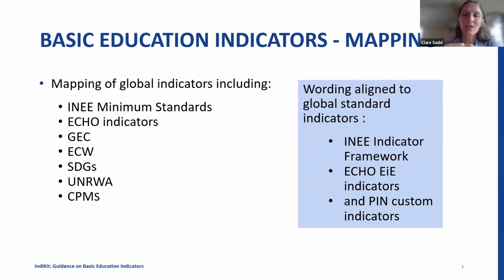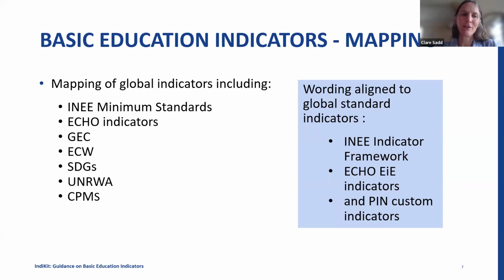Those from the Global Education Cluster, from Education Cannot Wait. We also had a look at the Sustainable Development Goals and the indicators that they have to measure the progress towards those goals. And we included the UNRWA indicators in there because they have quite a comprehensive database of indicators as well. And then very importantly, we wanted to make sure that the child protection minimum standards and their indicators were also included, just to highlight how important child protection is within the education sphere.